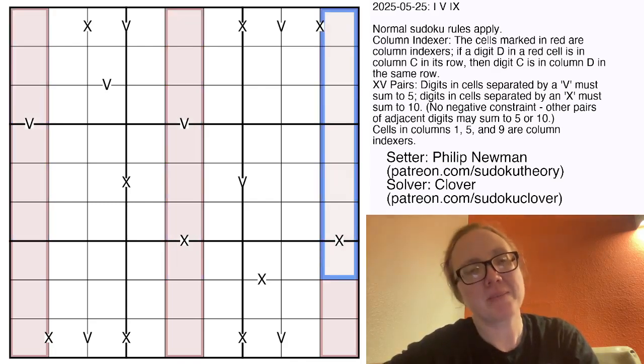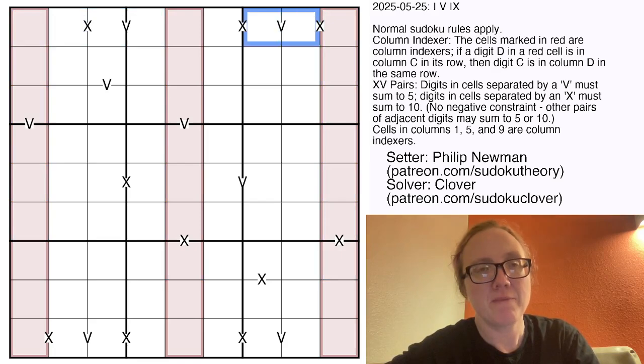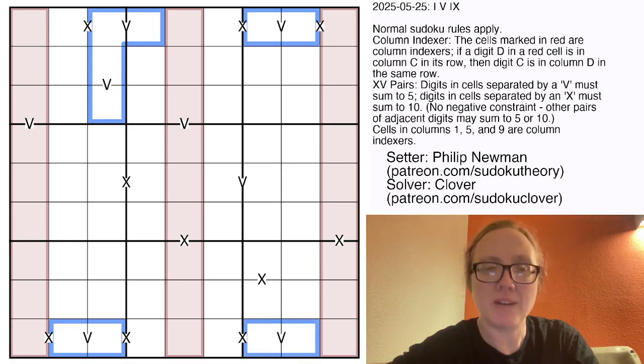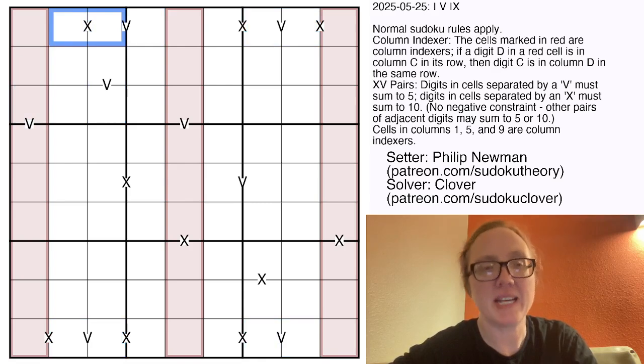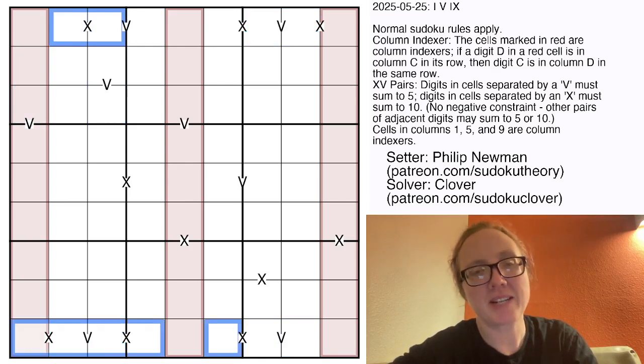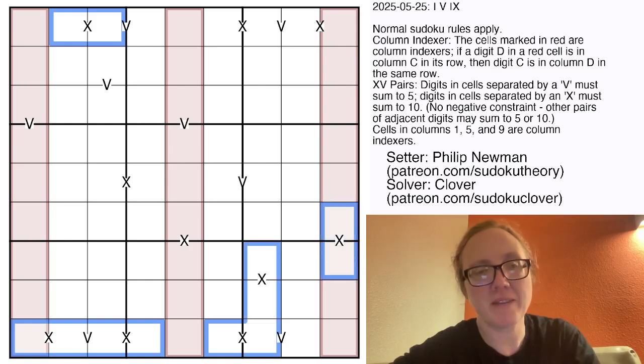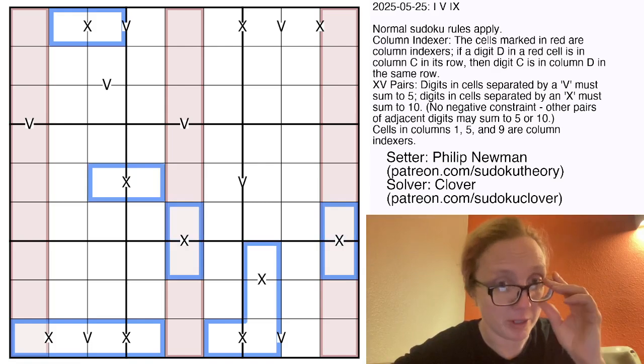On top of that, we have some x's and v's in the grid. V's mark pairs of digits that have a sum of 5, and x's mark pairs of digits that have a sum of 10. And not all possible x's or v's have necessarily been given. There may be other pairs of digits in the grid that have those sums that just haven't been marked.